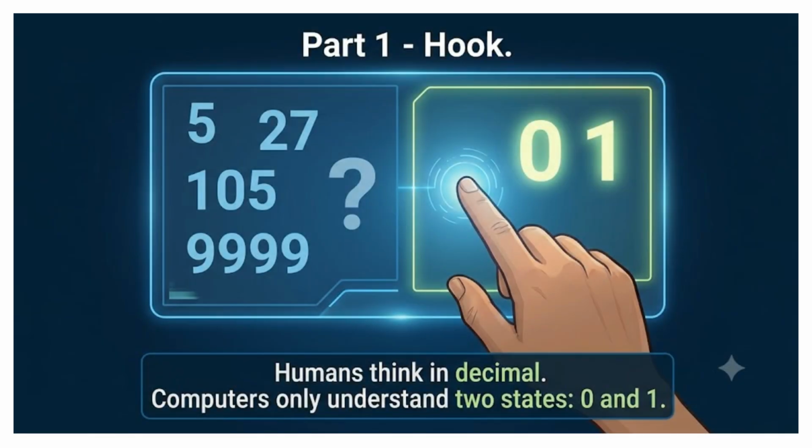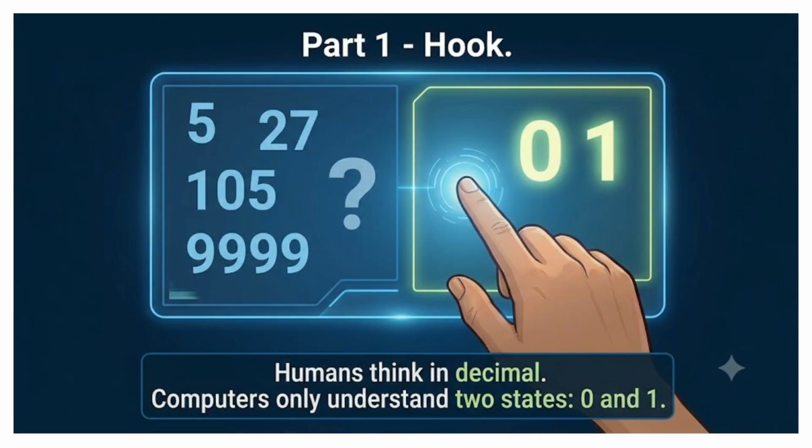Let's start with a simple question. Can you spot what these numbers have in common? 5, 27, 105, and even 9,999. To us, these numbers make perfect sense. That's because humans naturally think using the decimal number system. We use 10 digits, from 0 to 9, every single day.